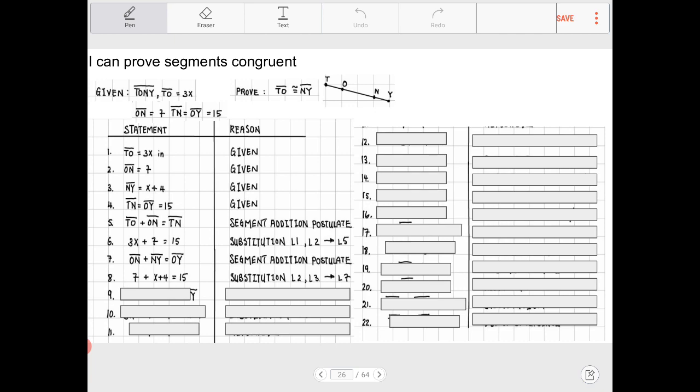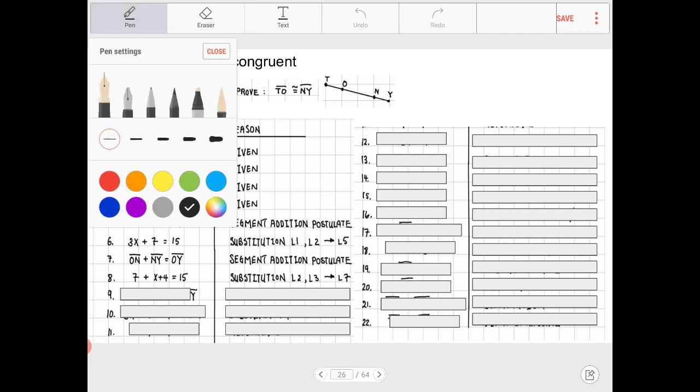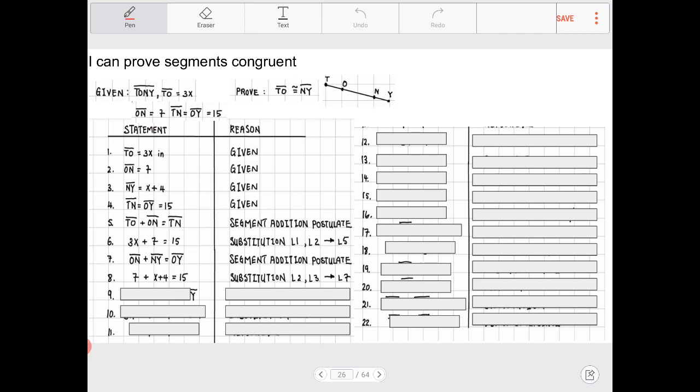I actually left out one other thing. It's not just 1 and 2 into line 5, and it's not just 2 and 3 into line 7. Let me use a different color here. It's 1, 2, and 4, right? 2, 3, and 4 all into line 7 because I substituted 3 things there. It's not just 2 things. Okay, so we made those substitutions.